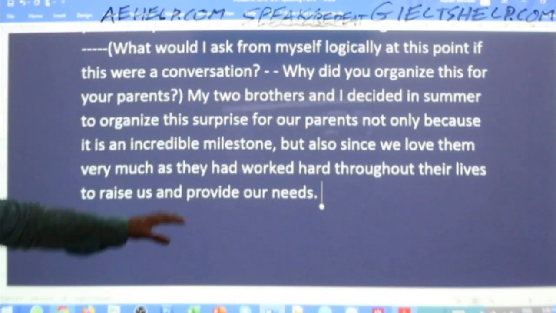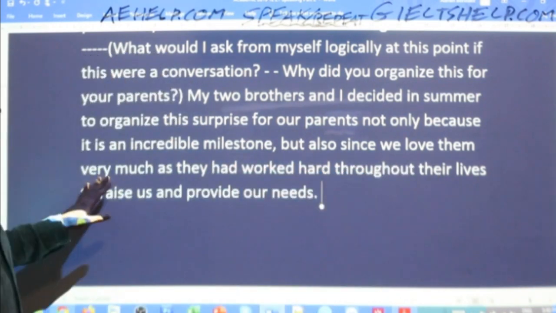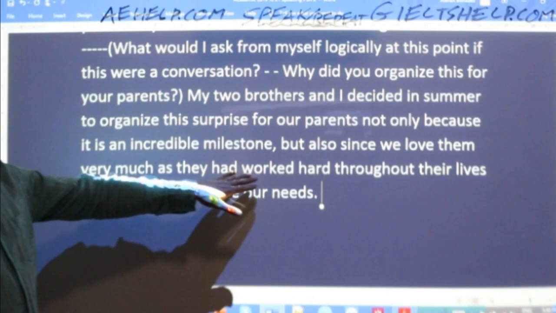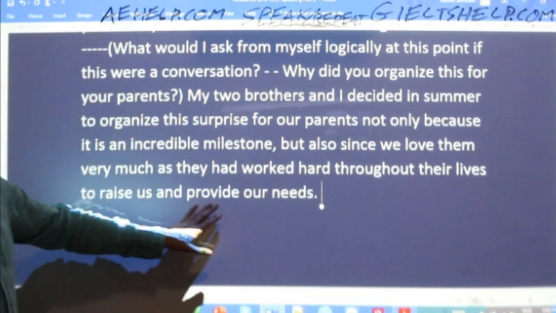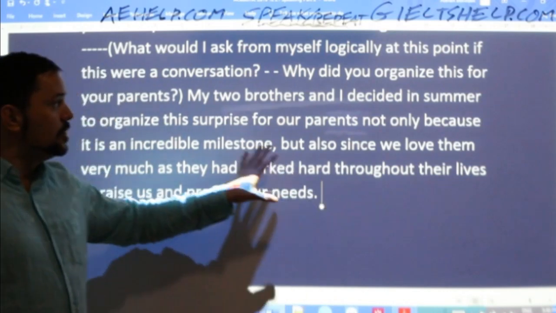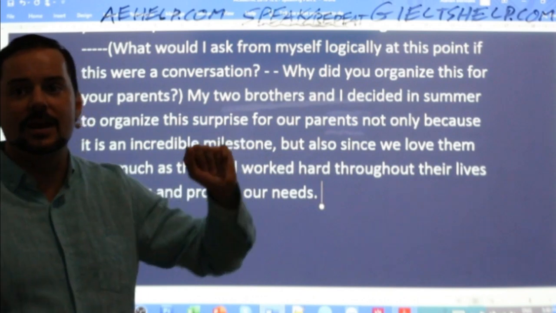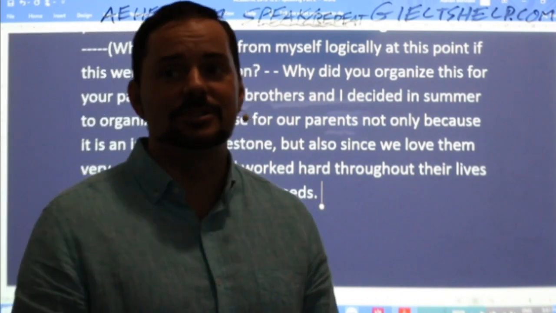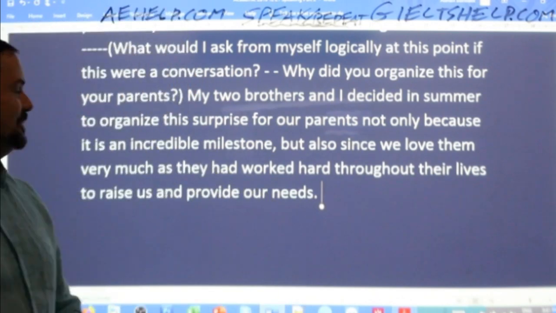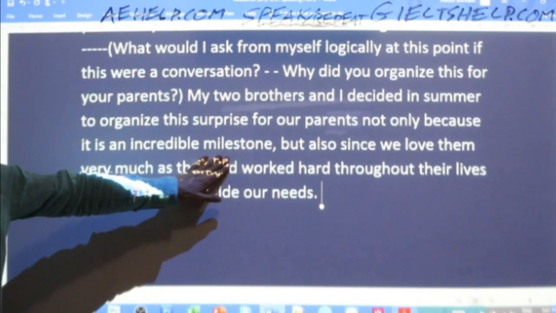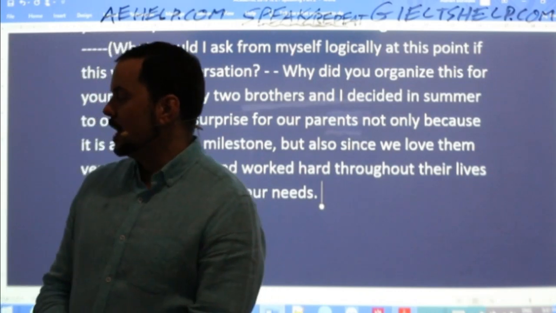So not only because it's an incredible milestone, but also since we love them very much, as they had worked hard throughout their lives to raise us and provide our needs. Notice the nice complex grammar here. Okay? Thank you, Hikmatillo. That wasn't a plug, but it worked to explain the concept of milestone. Okay? All right. So good.